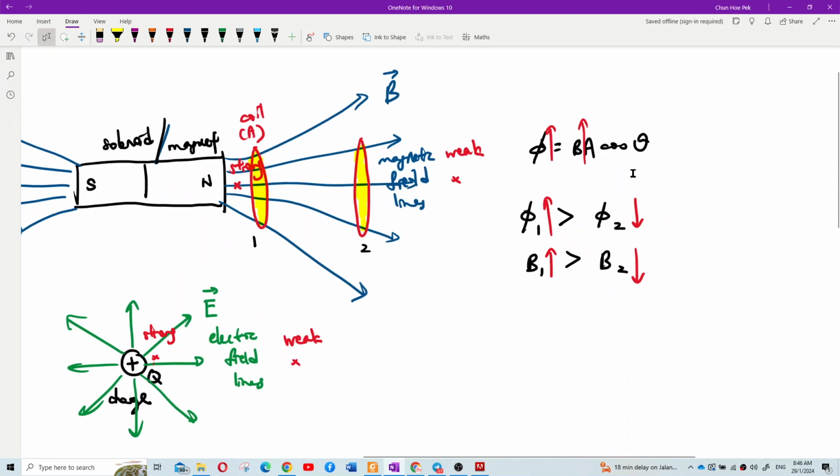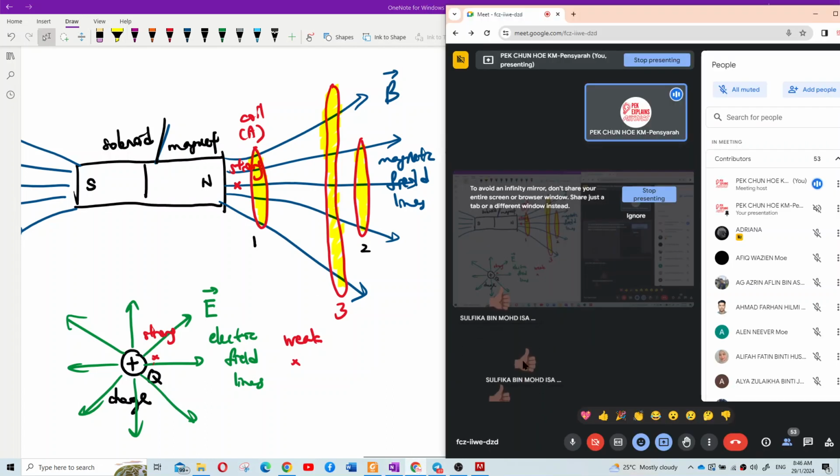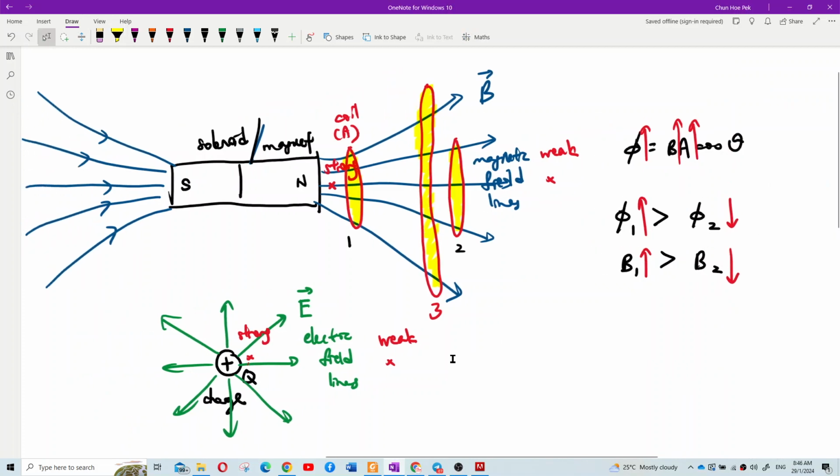For example, if I increase the area, say I have another coil. Maybe I put a coil 3 over here. Bigger area, coil 3. See, coil 3. So coil 3 has a bigger area, isn't it? Bigger area, so more magnetic flux. Now instead of just 3 lines, I have 5 lines. Correct or not, class? Increase the area, increase the magnetic flux. Correct. Good.